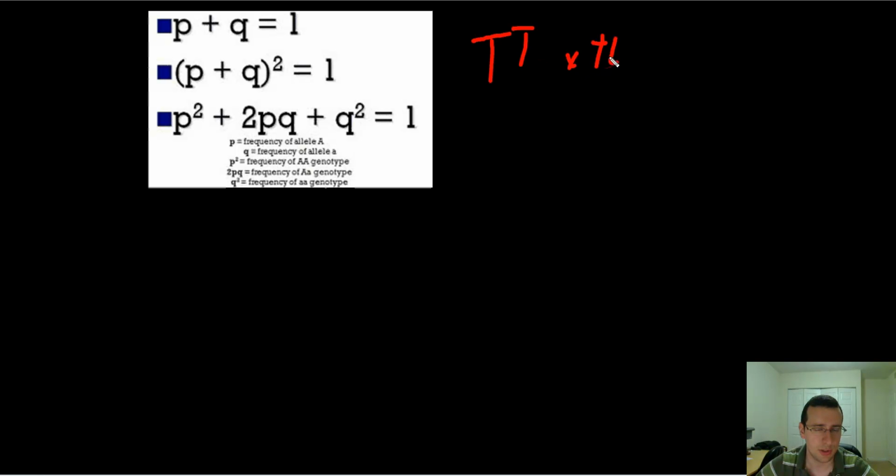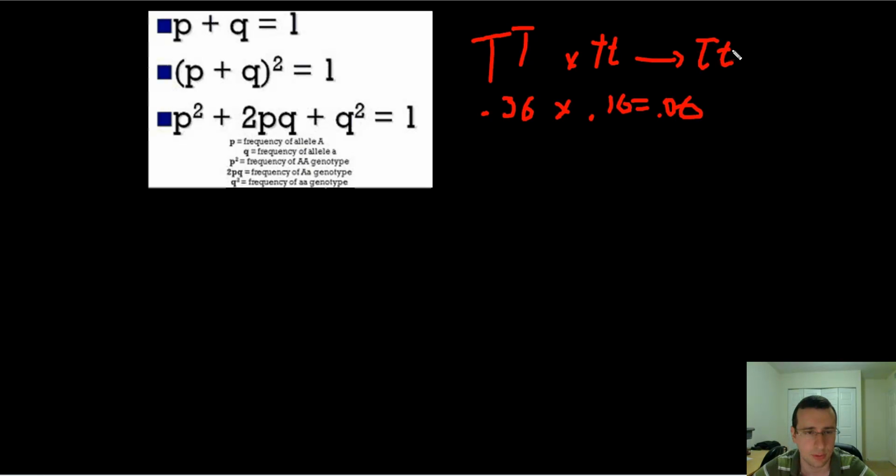And you know that this is going to be 0.36. And this over here is going to be multiplied by the ratio of that one, which was 0.16. So then you know that the chance of this cross happening in the population is going to be 0.36 times 0.16. And I'm using a calculator for this. Of course, it's very hard to do it by head. You're going to get 0.06. So you get a 6% chance of this cross taking place. And you know there's going to be a 100% chance of those children being hybrids in this particular cross.